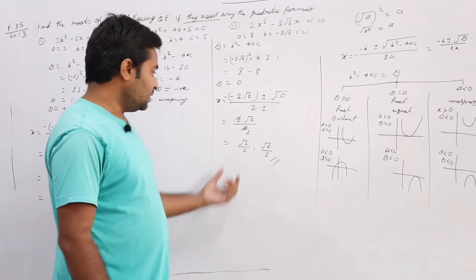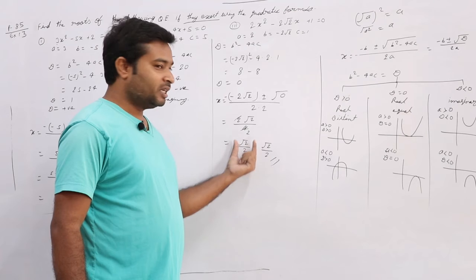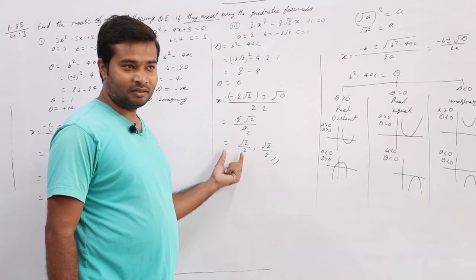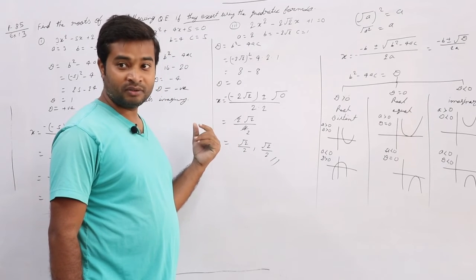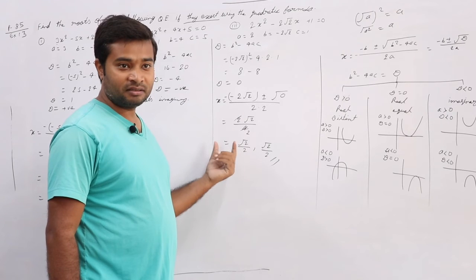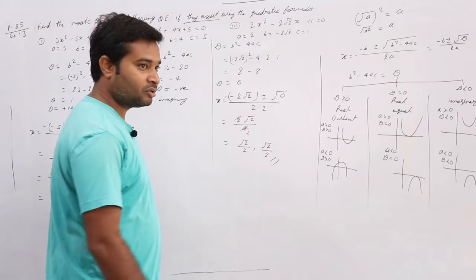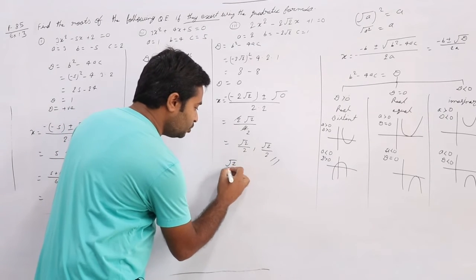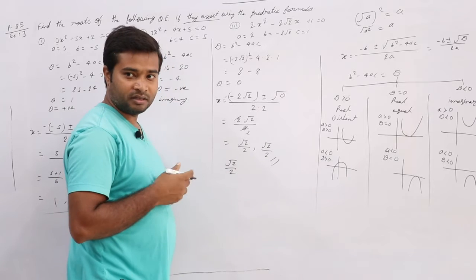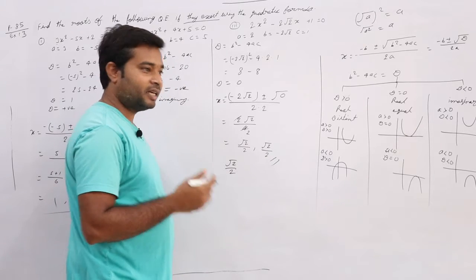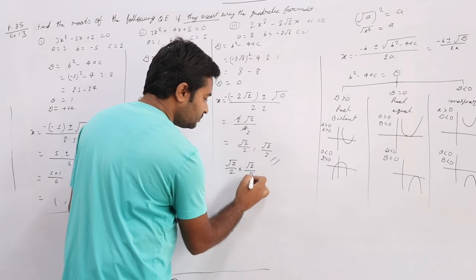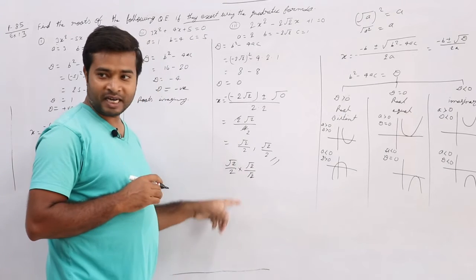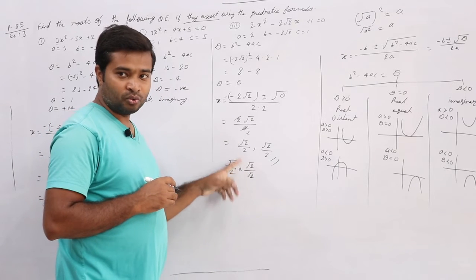See here, it looks a little bit big, right? Actually, this is also correct, but if you want, you can rationalize it. So what is the process of rationalizing? Here the answer is root 2 by 2. For rationalization, what should we do? We should multiply and divide with the same root term.